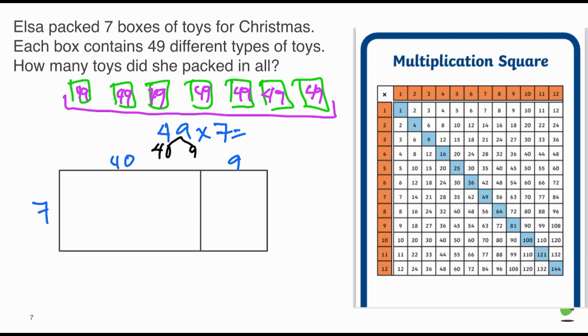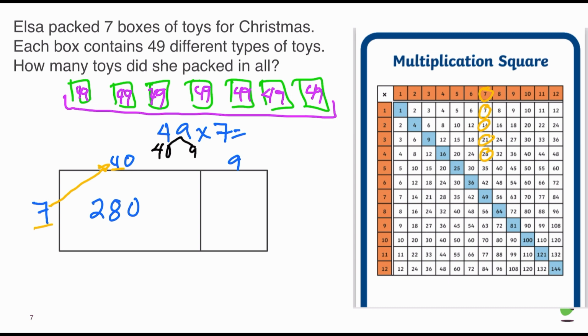Okay, now let's start with 40 multiplied by 7. We repeat 7 four times. So, 7 times 4, let's start here. 1, 2, 3, 4. So, 4 sevens is 48. I mean 28. So, we will put here 28 and then 0.